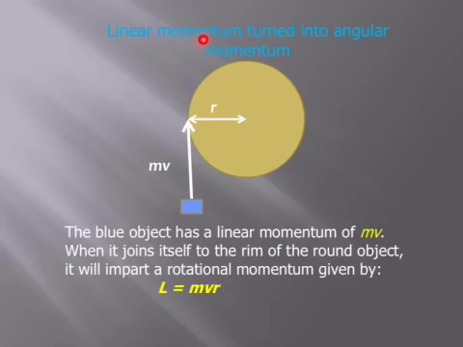Linear momentum turned into angular momentum. Here we have a blue object with a linear momentum of mv. Its mass is m, its velocity is v. When it joins itself to the rim of this round object, it will impart or give a rotational momentum to the round object given by L equal to mvr. mv is simply the linear momentum times that radius there.